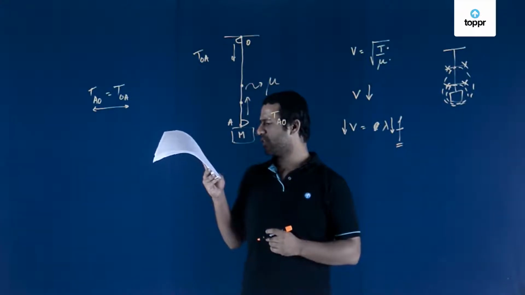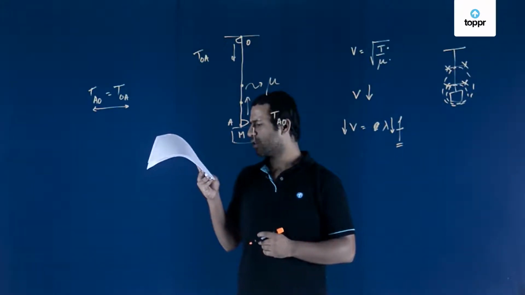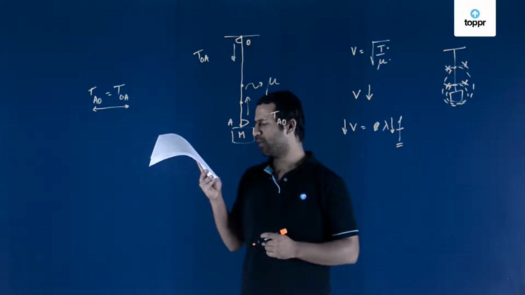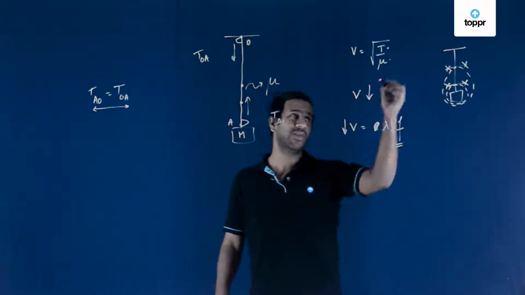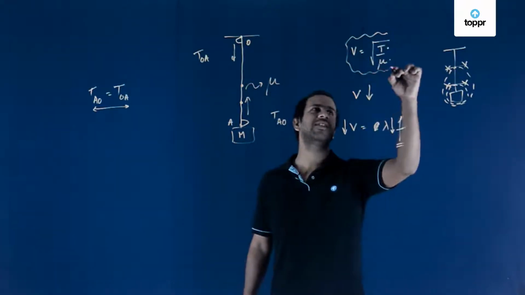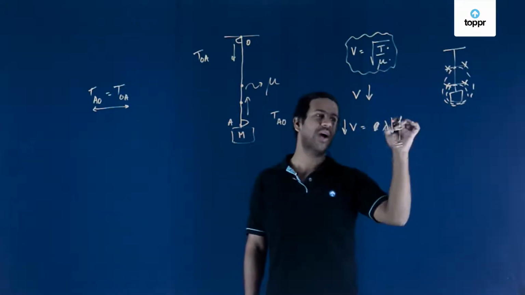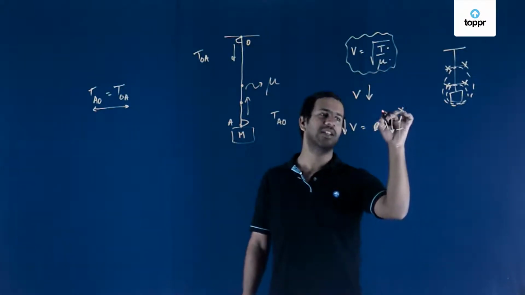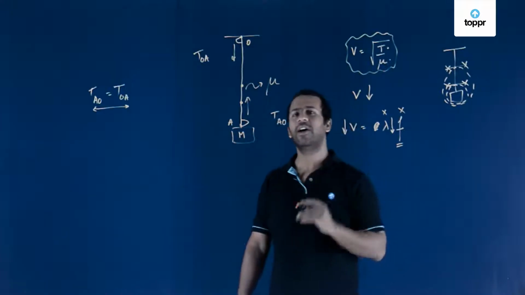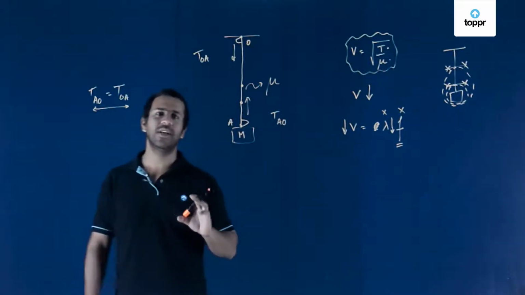The last option is that the velocity of any pulse along the rope is independent of its frequency and wavelength, which is true. Velocity only depends on T and mu and not on the frequency or the wavelength. Speed of a wave always depends only on the medium.